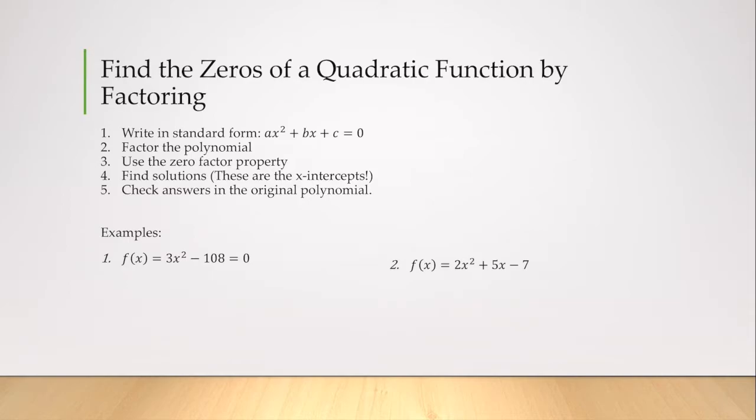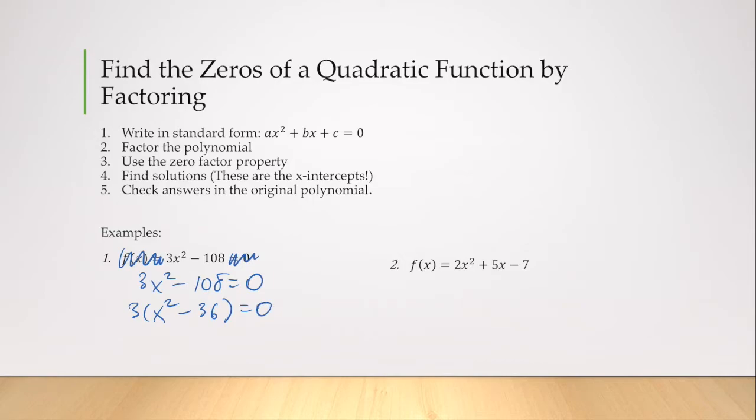Let's do a couple more. I have 3x squared minus 108 equals 0. I should have just written this one way or the other, not both. So I have 3x squared minus 108 equals 0. And I said when we have two terms, we have to factor out the greatest common factor. Well, the greatest common factor here is going to be 3. So I have 3 times x squared minus 36 equals 0.